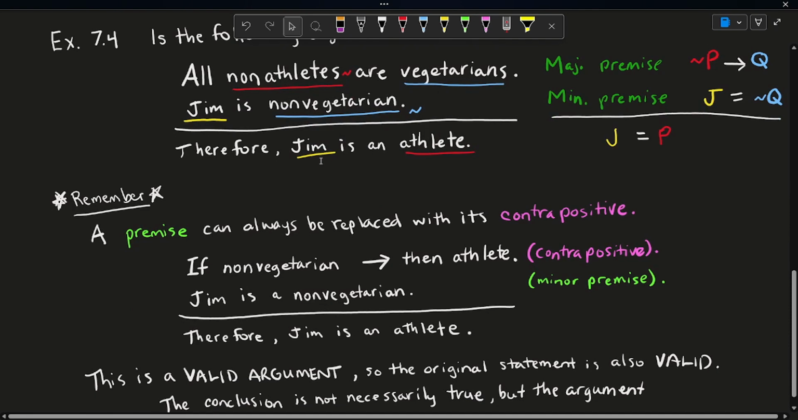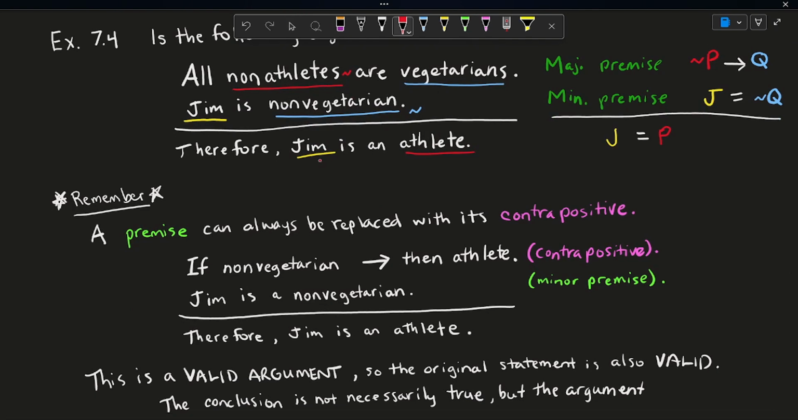Moving on to example 7.4. Is the following argument valid? All non-athletes are vegetarians. Jim is a non-vegetarian. Therefore, Jim is an athlete. So we have a major premise here that is a not P. Not can be used as not, non, doesn't. Either way, we have a set of all not P's, and they're going to be vegetarians. That's going to be our Q, our conclusion here.